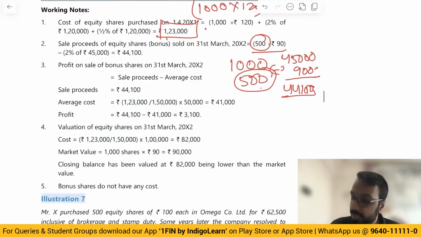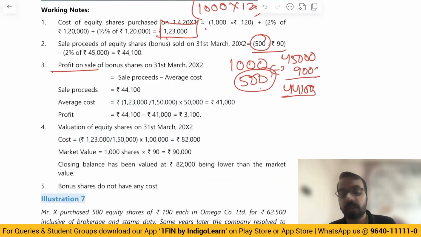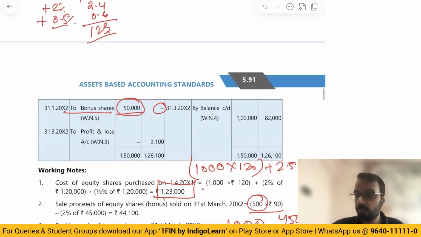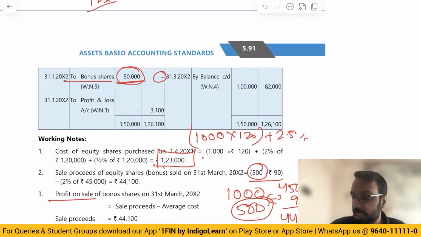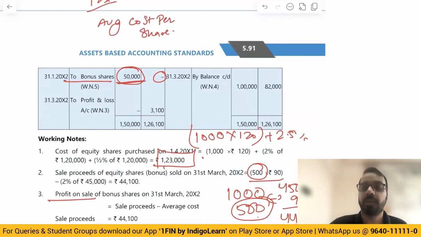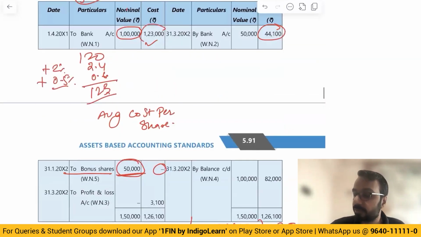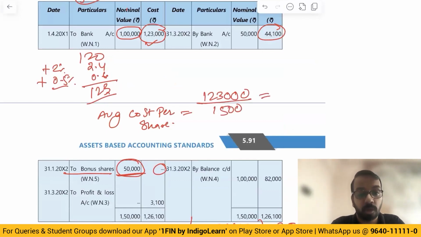Now, the most critical element is what is the profit on sale of these shares? Don't think bonus shares cost is 0. We should not do that. After you purchase this bonus share, we have to calculate what is the average cost per share. Average cost per share meaning we paid 1,23,000. With this, we got 1,500 shares. So 1,23,000 divided by 1,500, we have 82 per share. This is the average cost.